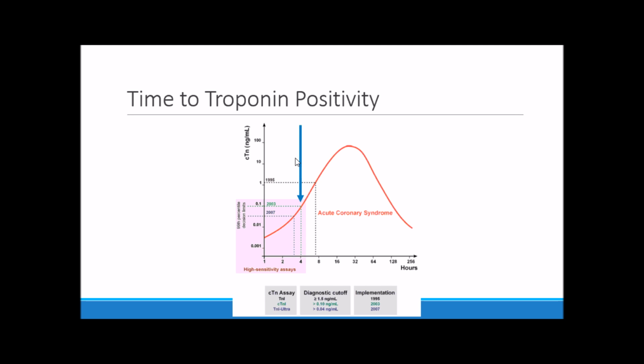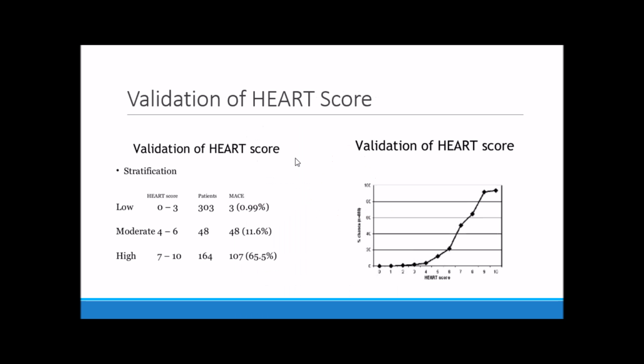Troponin. If it's really high, like more than 3 times the level of normal, you get 2 points. If it's elevated, but less than 3 times, you get 1. And if it's normal, you get 0. Now, here's the time to troponin positivity. The blue arrow points to the time where the non-highly sensitive but modern troponin assays will start to be positive, and that's really at 4 hours. There are highly sensitive troponins, but there's a lot of false positives, and we don't quite know what to do with them yet. So we're not using them at this hospital, and at most hospitals, they're just still being studied.